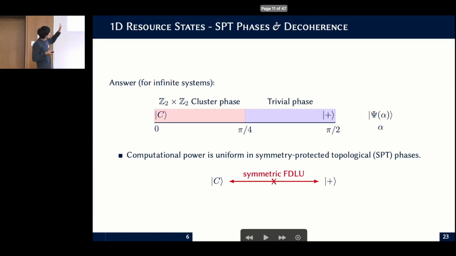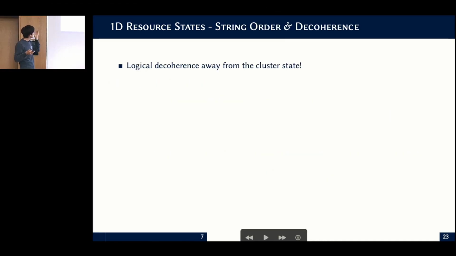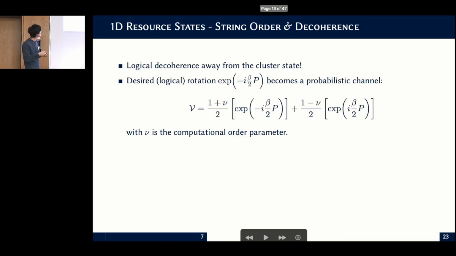So a priori, it's a little confusing that everything on this left side of the phase diagram is as powerful as the cluster state, and you'd be right to doubt me. It does actually turn out that the moment you step away from this one point of the cluster state, you do get logical decoherence when you try to do MBQC. And here's this channel that I promised. If you're working with the cluster state, you have this perfect rotation, but away from the cluster state that becomes this probabilistic channel. So as I do my local measurements to evolve the logically encoded information, I get this probabilistic combination of two unitaries. The cluster state is the case where nu, this computational order, is 1, so I recover this perfect rotation. But as I go away from the cluster state, this computational order parameter decays. So I am no longer able to do these operations with perfect fidelity.